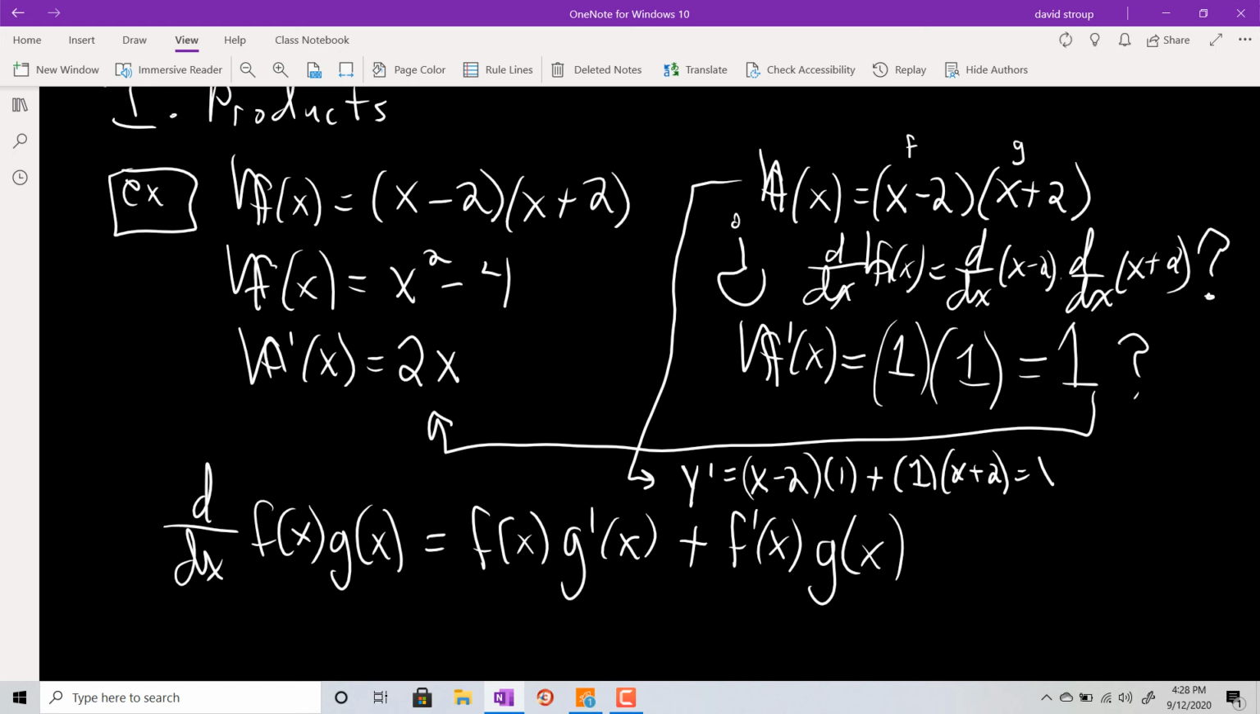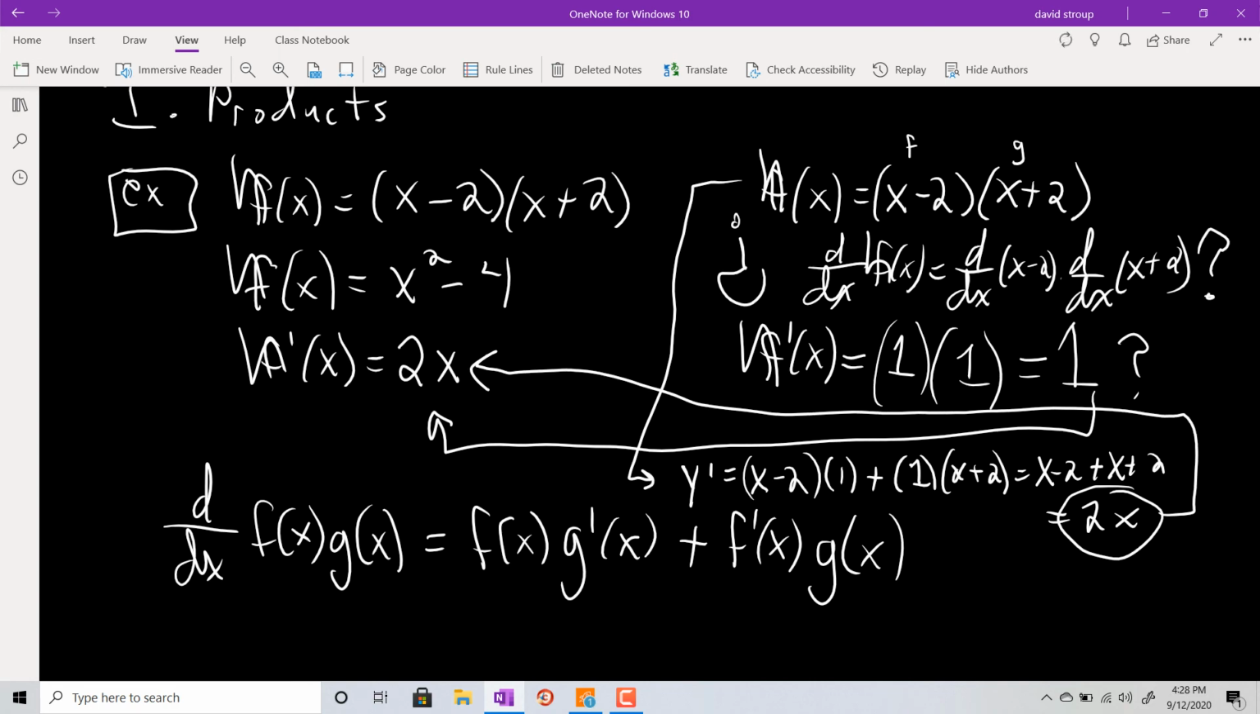Okay. So what do we get? We get (x minus 2) plus (x plus 2). Which equals x plus x is 2x, and then minus 2 plus 2 is 0. So now, yeah, we have the actual answer that we were after. And it seems at least it works in this case.